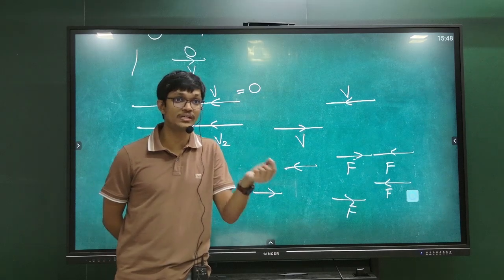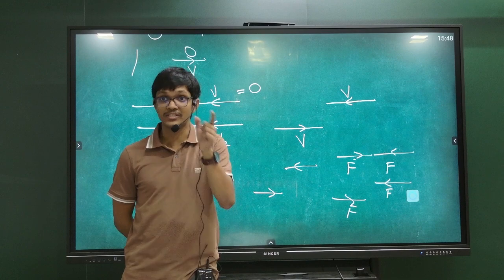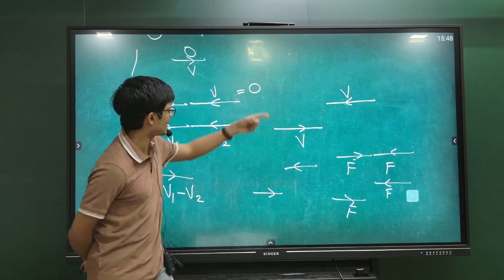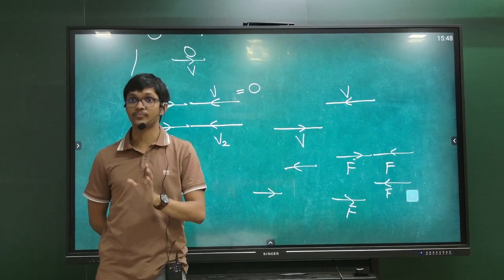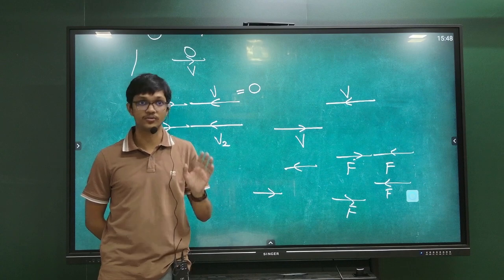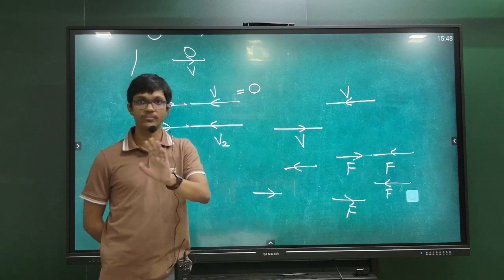So things you learn in vectors, you can apply for forces. But things you learn about forces, like this line of action, you can't apply for vectors, okay? So properly keep it in mind. Properly understand that whatever you learn here, you can't apply for other vectors.